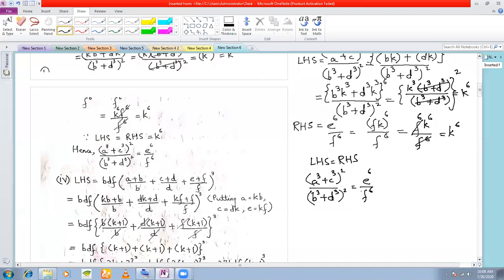Okay. So whenever you come across problems on proportion, when equalities are given, assume the equalities to be k, and whatever values you get, put them in the equation or the expression that you are asked to prove. Put it in the left hand side, put it in the right hand side, and then check whether left hand side is equal to right hand side. If it is, then it's proved. If it is not, then maybe the question is wrong or your sum is wrong.